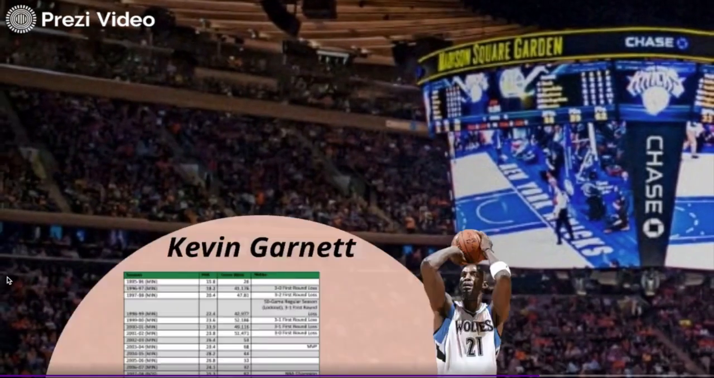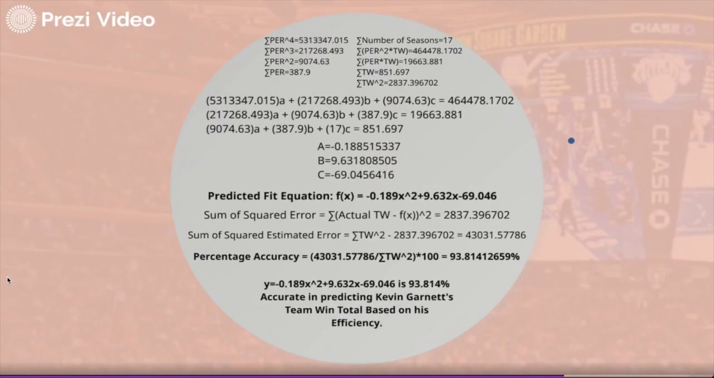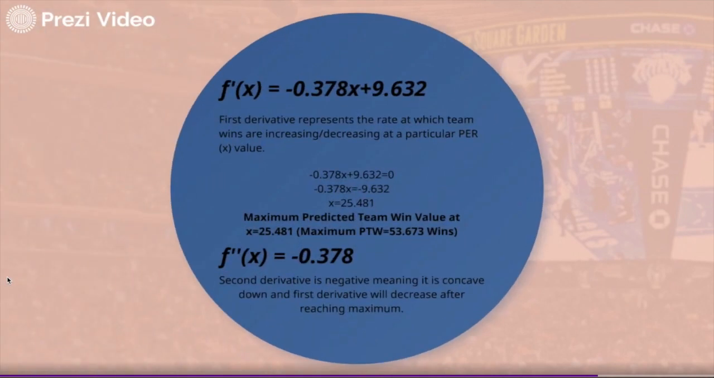The third case is Kevin Garnett, one of the best big men of the 2000s. His trends are very reflective of his team changes, as when he took a smaller role, his PER fell, but his team wins increased. The predicted fit equation is y equals negative 0.189x squared plus 9.632x minus 69.046, with a percentage accuracy of around 94% and does very well, accounting for notable outliers. The second derivative is negative, meaning Garnett had a maximum predicted win total at (25.481, 53.673).